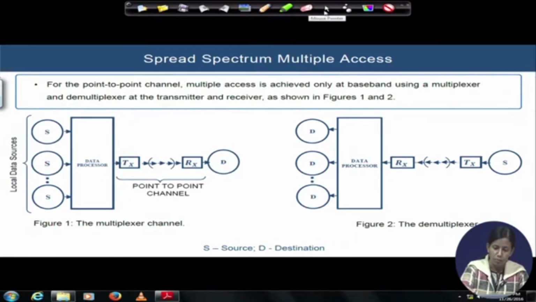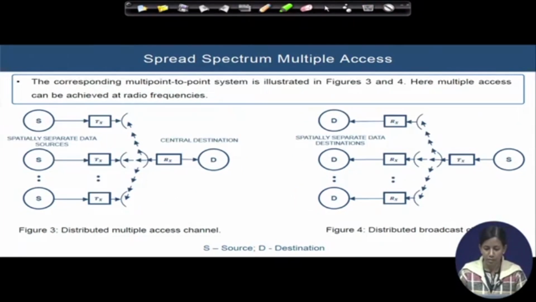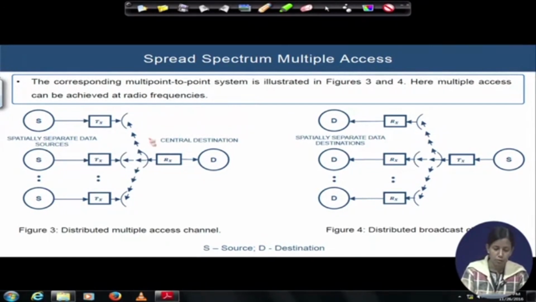Next is the multi-point to point communication. Let us see how it will happen. The corresponding multi-point to point, sometimes we call it a distributed multiple access mechanism, where your channel will be a multiple point channel or multiple access channel. What you will find is there are spatially separated data sources, and each of them has its own independent transmitter. All of them will be transmitting, and hence the receiver is bound to get the signal not only from the intended transmitter but also from the other transmitters.